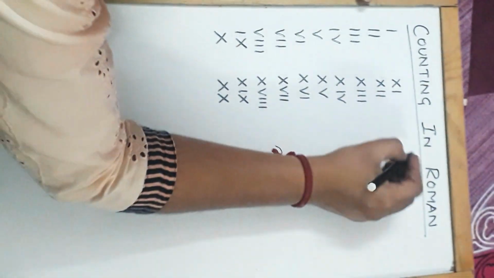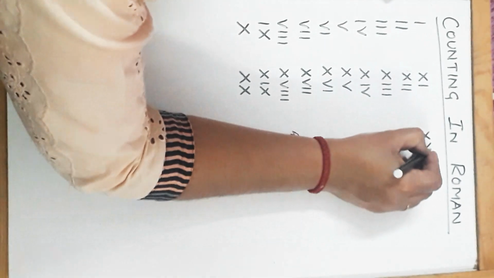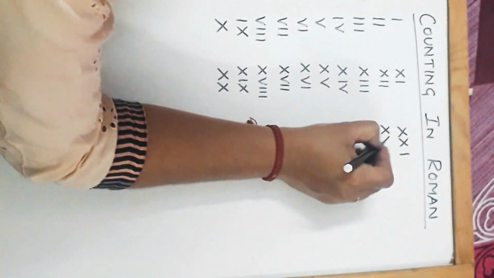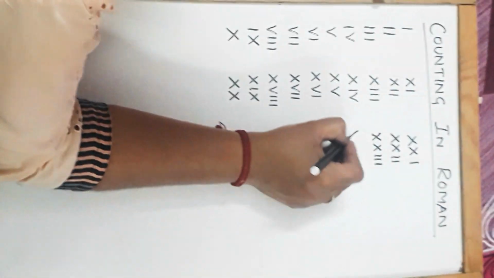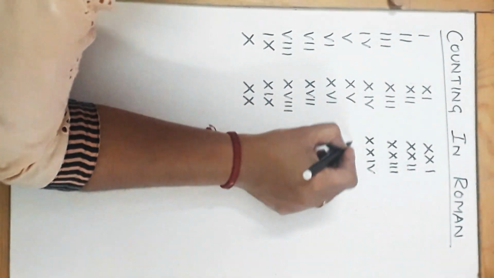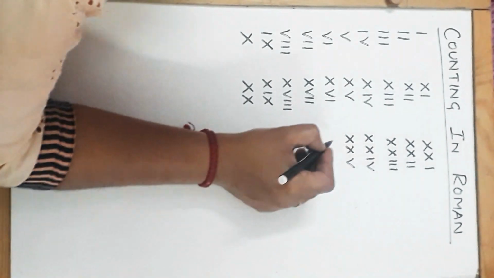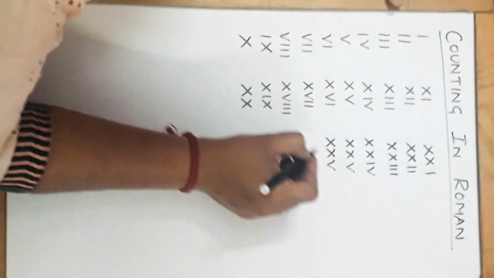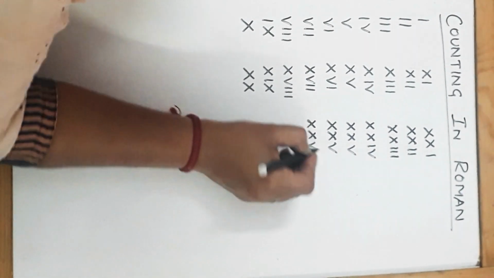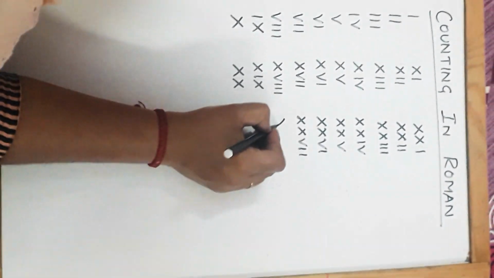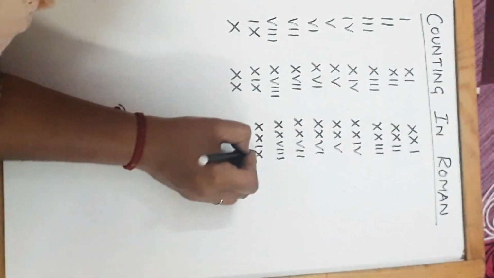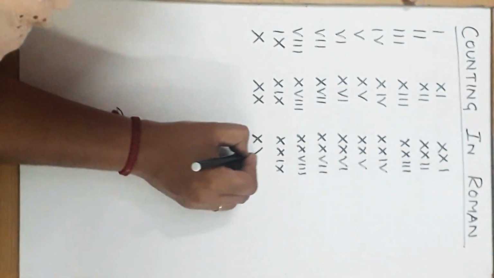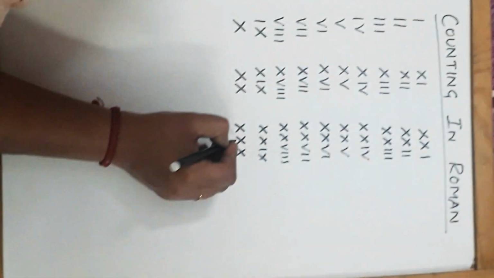Now again for 21, we will write this is 20 and 1. 20 and 2. 20 and 3. 20 and 4. 20 and 5. 20 and 6. 7. This is 28. 29 and for 30, X X X. 10 plus 10, 20 plus 10, 30.